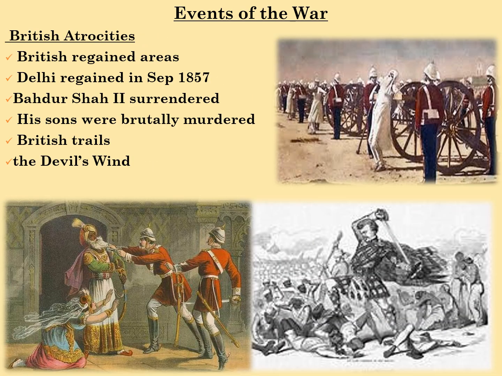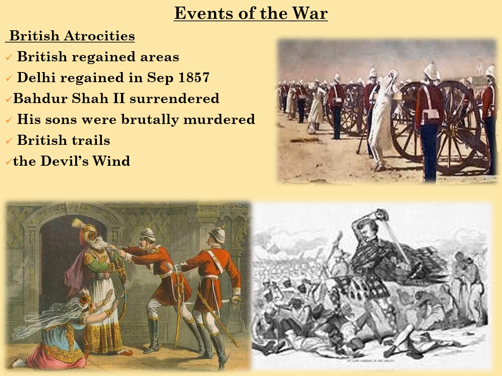Now, if we talk about the British atrocities during this war, the British regained those areas again, as they proved to be too powerful to be defeated by the uncoordinated uprisings. The city of Delhi became the center of the uprising, as it was the seat of Bahadur Shah Zafar, the old and largely powerless emperor of the Mughals. So Delhi was occupied, and it was recaptured as a priority of the British. Delhi was regained in September 1857.